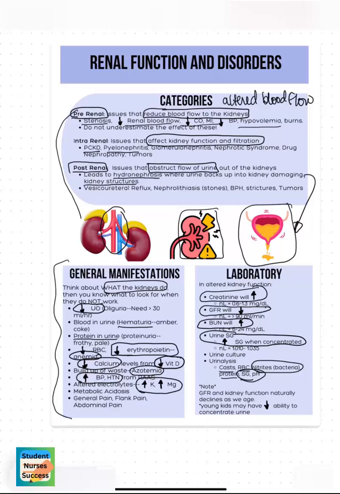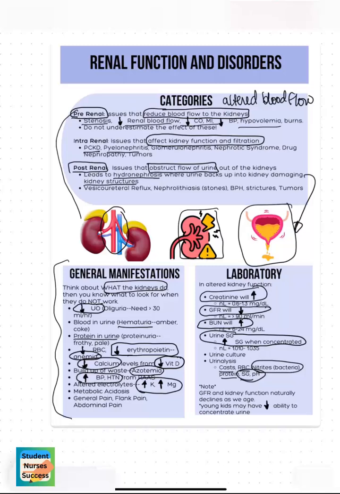Now, it is important to remember that GFR and kidney function naturally decline as we age. That's just what happens. So, as we get older, the creatinine does tend to rise a little bit, and GFR does tend to fall a little bit. Young children also have a decreased ability to concentrate urine, especially when they're infants. So, they tend to dehydrate much quicker than even when they're 4 or 5 or adults.